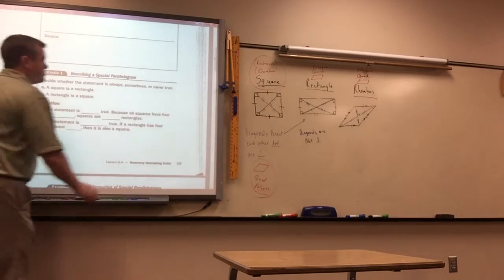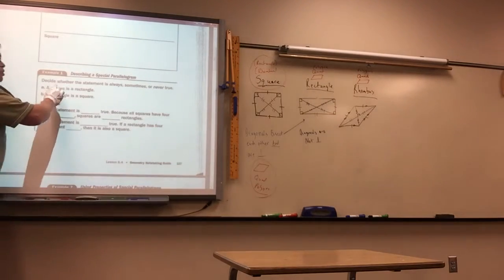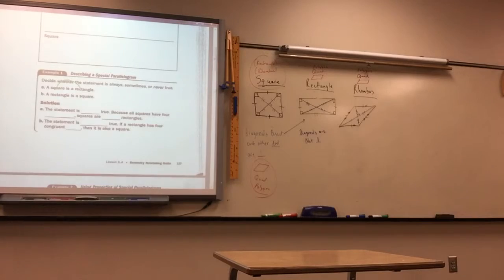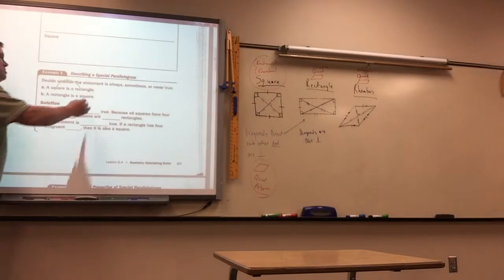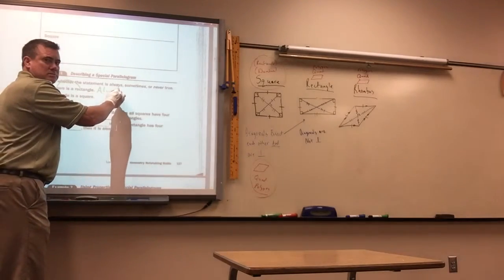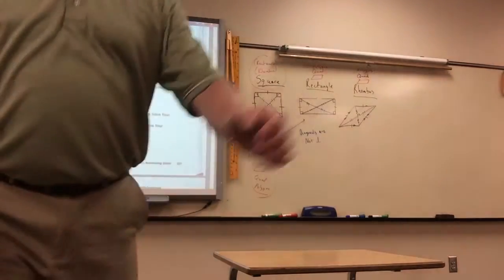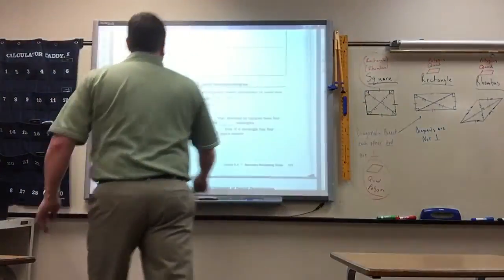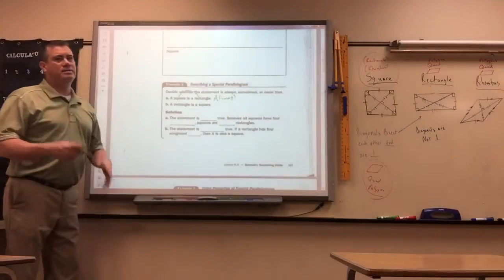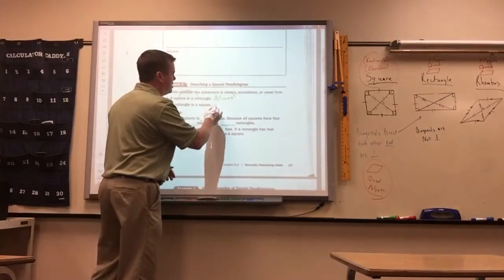So here we got the sometimes, always, never. A square is sometimes, always, never a rectangle? Always. Never. Next one's never. Sometimes. A rectangle is a square sometimes, if all the sides are the same.